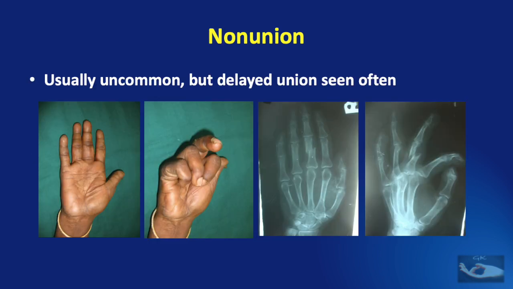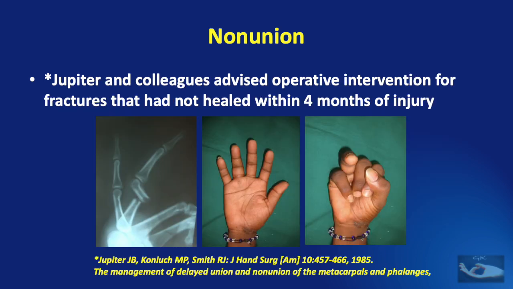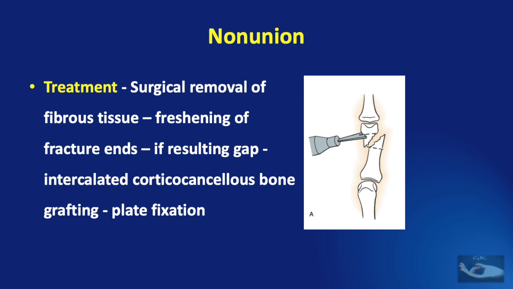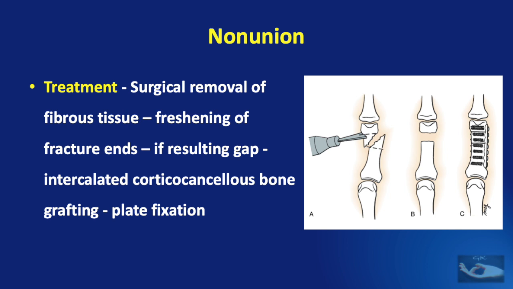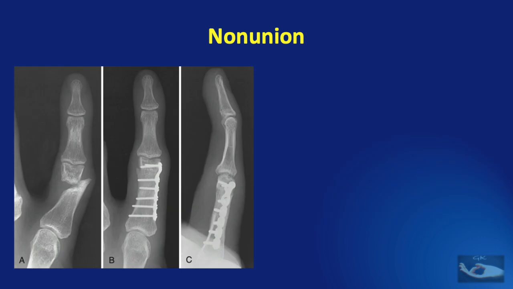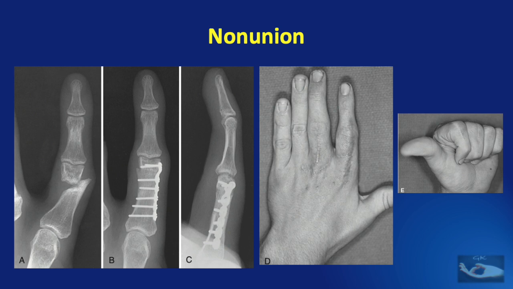Non-union is a complication which is usually uncommon in phalangeal fractures, but delayed union is seen often. Jupiter and colleagues advised operative intervention for fractures that had not healed within 4 months of injury. The treatment would consist of surgical removal of the fibrous tissue, freshening of the fracture ends, and if there is a resulting gap, intercalated corticocancellous bone grafting and plate fixation needs to be done. Textbook pictures show this procedure being done for a non-union with the resulting movements that were obtained.